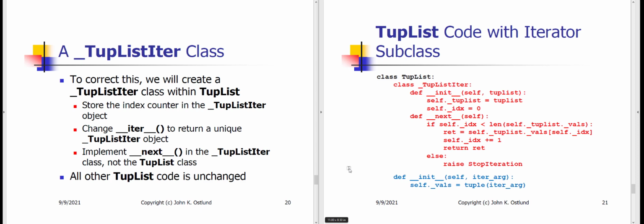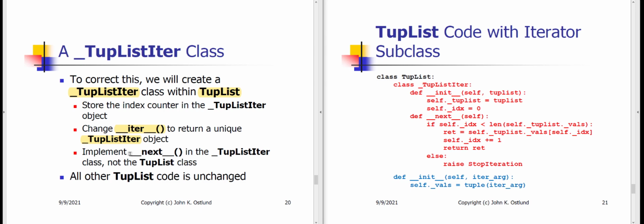Okay, so here I'm also showing slide 21, showing the actual change that we're going to make to our tuplist class. What we're going to do in order to get independent iterators for tuplist objects is to create a class that we're going to call underscore tuplist iter within the tuplist class. The dunder iter function then in the tuplist class, instead of returning a reference to the tuplist object itself, is going to return a reference to a newly allocated tuplist iter object. All right, so this way, for a given tuplist object, each time we call iter, we're going to get back a distinct, unique tuplist iter object.